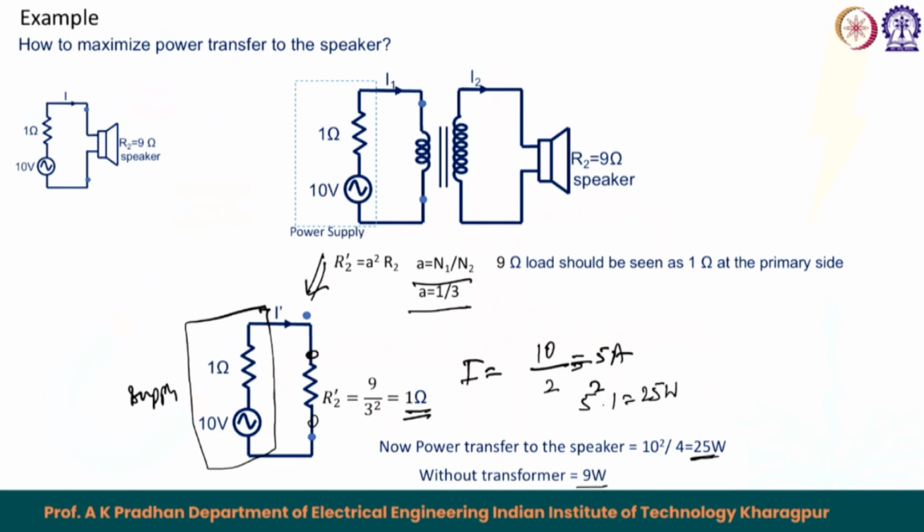Earlier the speaker was getting 9 watt for this connection, but now in these connections the power transferred to the speaker becomes 25 watt. So, this is about how to optimize power transfer to the speaker, so that the performance can be enhanced. This is an example of how a transformer can be useful for this kind of situation.